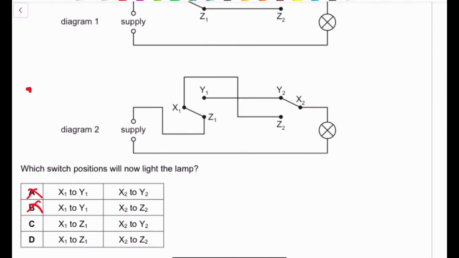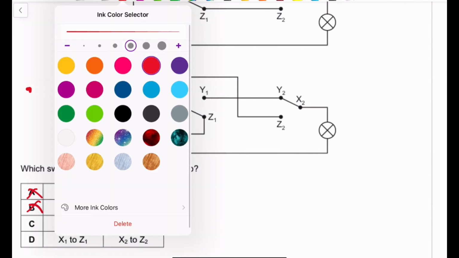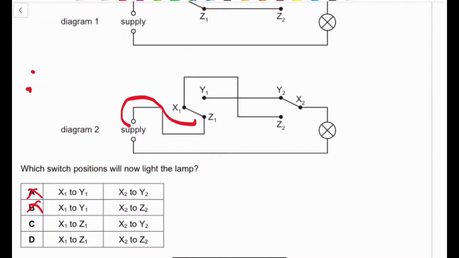X1 to Z1, leave it like that. X2 to Y2, leave it like that. Again, same problem, guys. It's going to move here and here and here, and it's going to go out. There's nothing that's going to complete its path. That is not possible. Let's move on to the last answer.